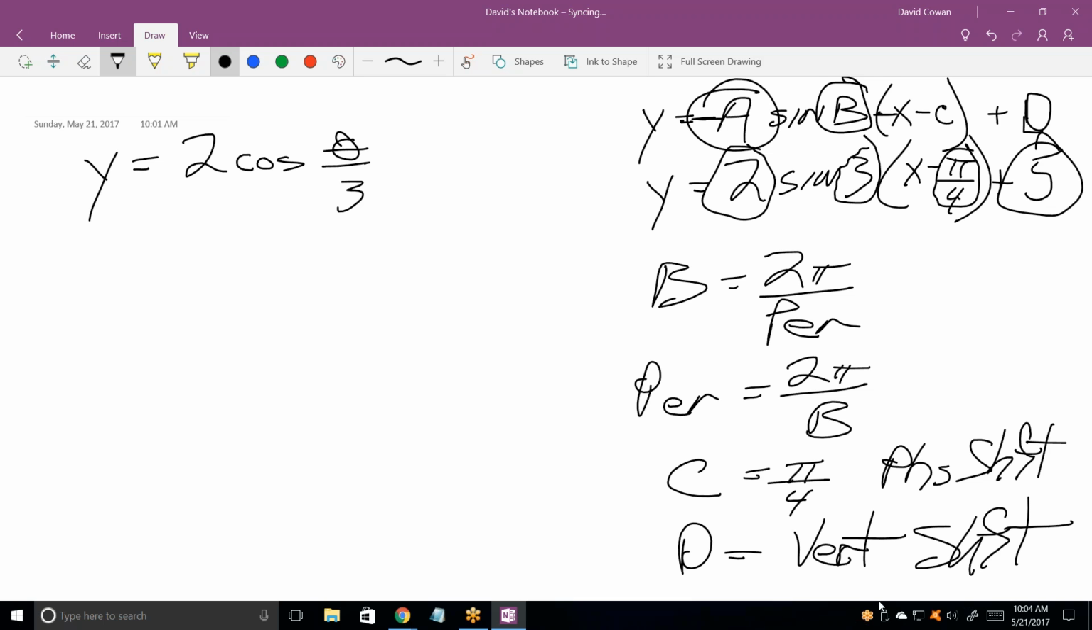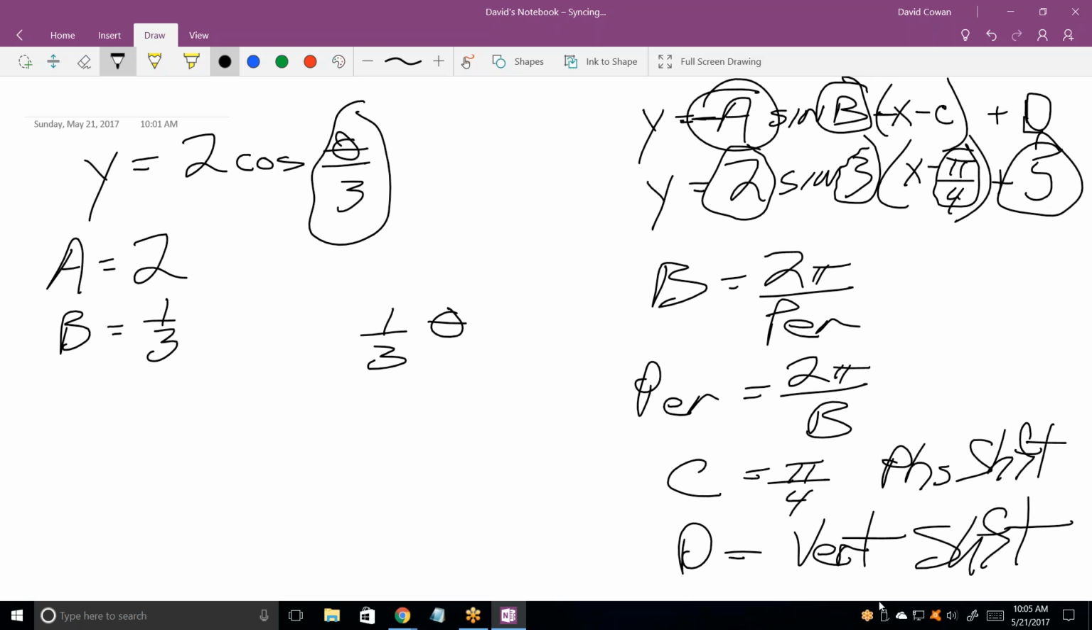Okay, so what did they ask? They wanted the amplitude, right? Yeah, the amplitude and the period. Okay, the amplitude's 2. What's B in our problem here? B in this problem is 1/3. Again, don't get thrown off by that. That is the same as 1/3 theta. The coefficient in front of theta is 1/3.